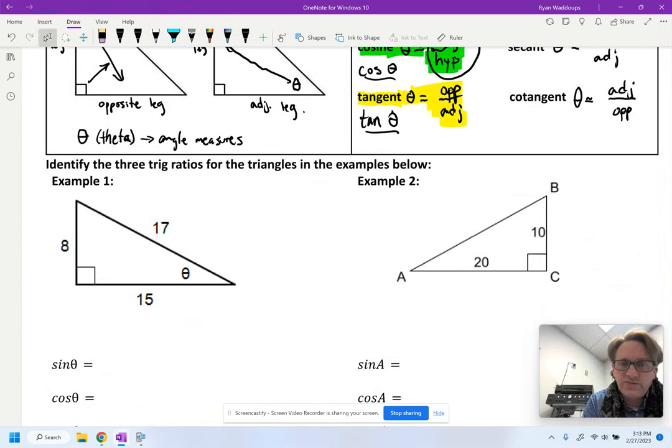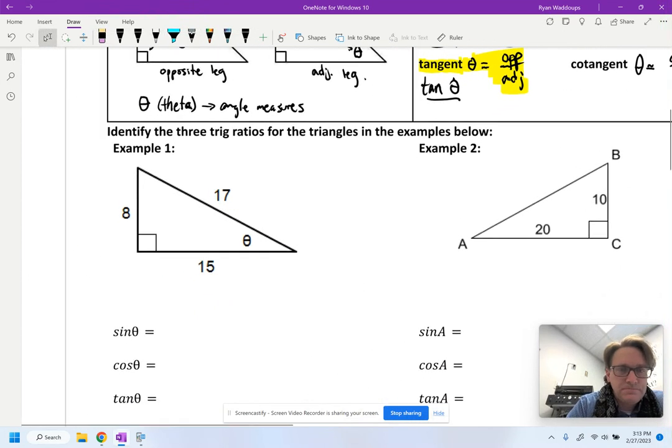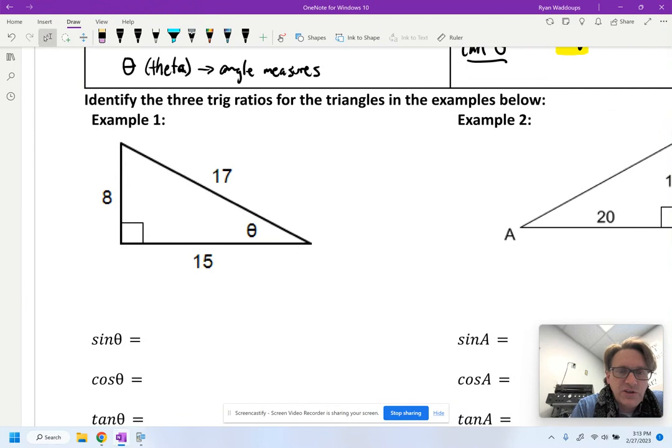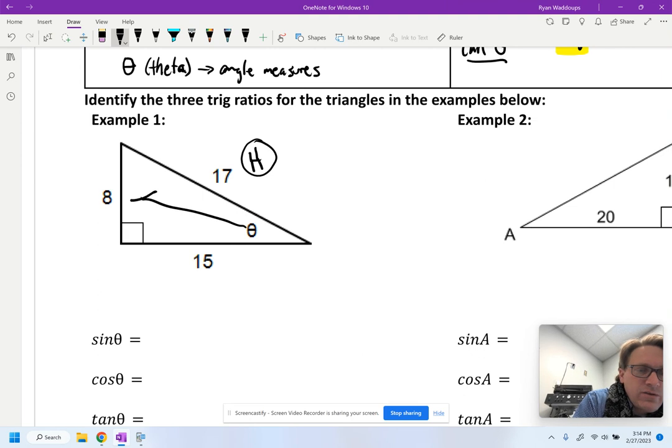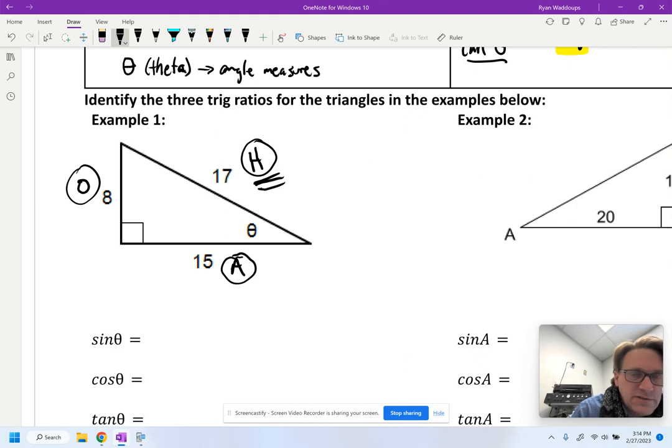So identify the three trig ratios for the triangles in the examples below. Example 1. It's a good idea to label. This is H for hypotenuse. Here is my angle theta, and so this is O for the opposite. And right next to it is A for adjacent. Start with your hypotenuse always, because then it's easier to say, okay, this is the adjacent because it's one of the legs next to the angle. Adjacent means next to.